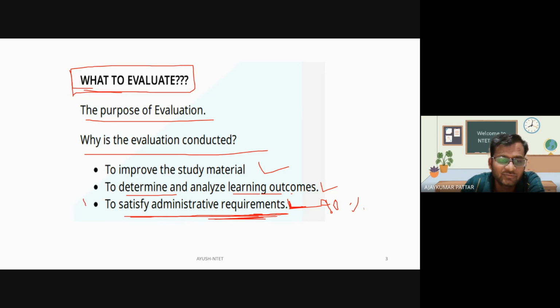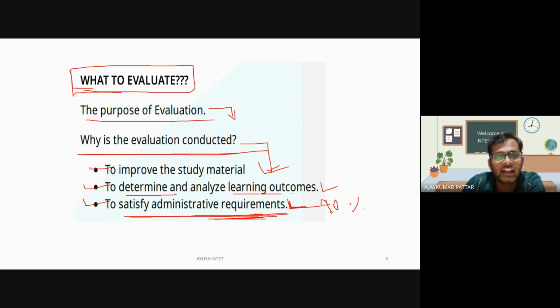So to satisfy administrative requirements, to improve the study materials, to determine and analyze the learning outcomes, why is the evaluation conducted? The answer for this is this. The purpose of evaluation.